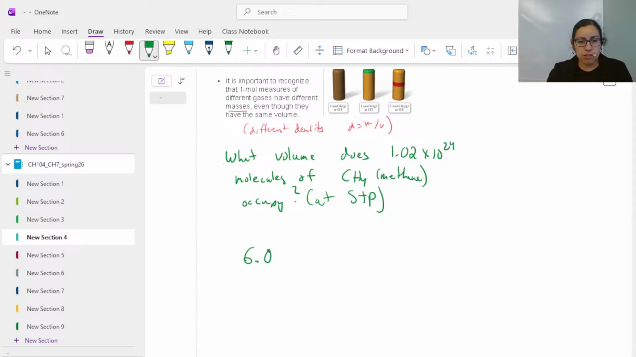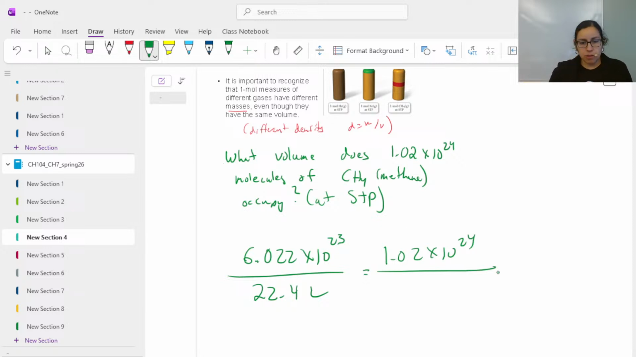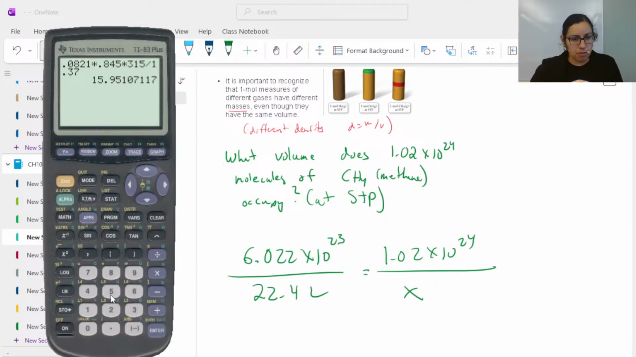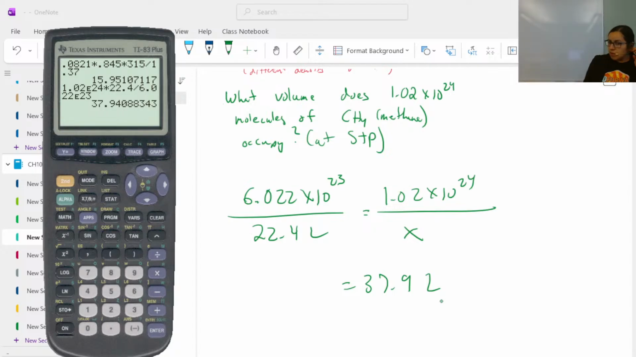So I would set up that relationship: 6.022 times 10 to the 23rd is 22.4 liters, just jumping straight to our relationship. Then setting up our proportion, putting molecules on top and matching volume on bottom. Now we just cross multiply and solve. I believe that's what you said, so about 37.9 liters.